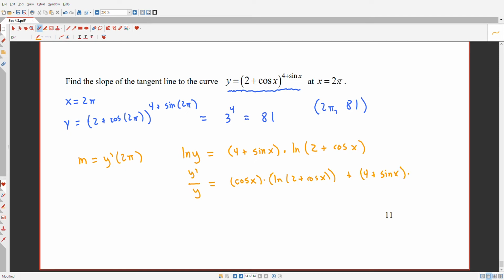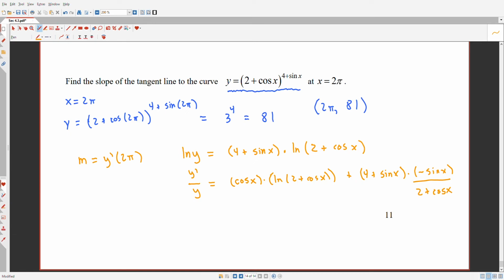times, now I've got to do the derivative of that natural log term. The derivative of natural log is 1 over the stuff inside the natural log, and then times the derivative of that inside function. So the derivative of 2 is 0, and the derivative of cosine is negative sine. Normally, this is where we would solve for y prime by multiplying through by y.